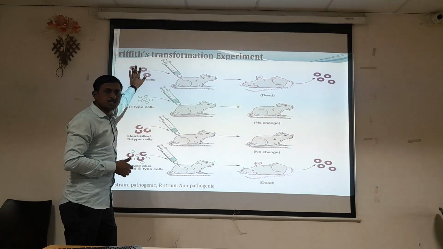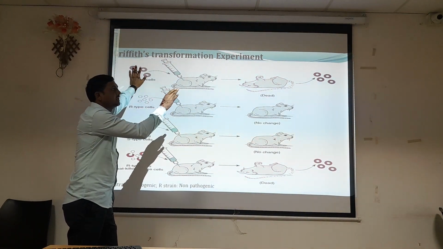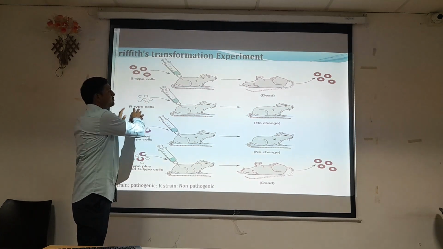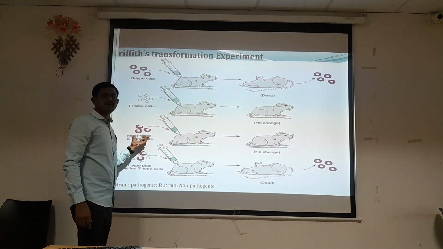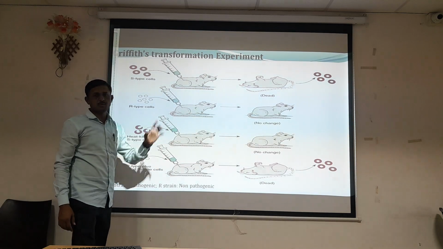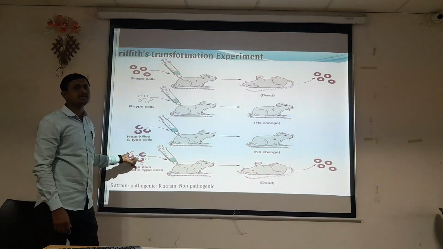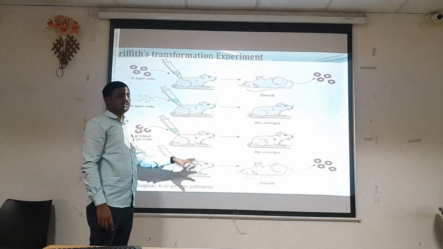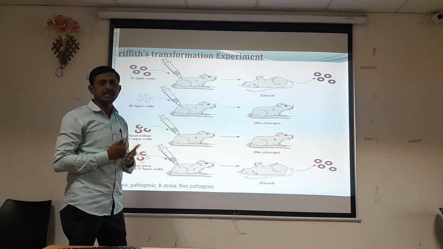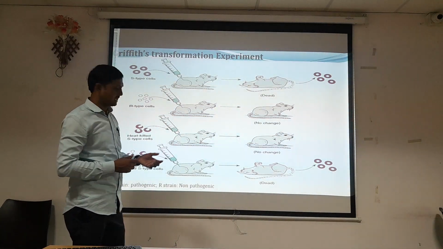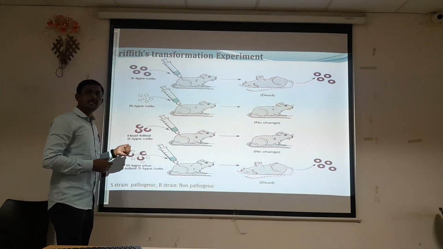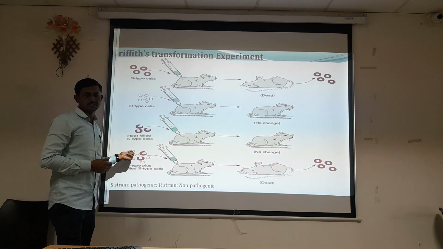So in the first step he carried out the experiment. When he injected S type of cells, mice died and S type of cells were recovered. In case of R type cells, no ill effect was found. In case of heat-killed S type of cells, mice survived. And in case of heat-killed cells plus R type of live cells, when he injected them into the mice, it showed an ill effect, and S type of cells were recovered from the dead mice, though here we had used heat-killed cells of S type.